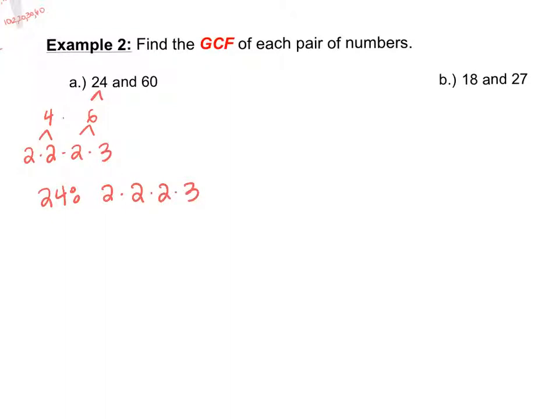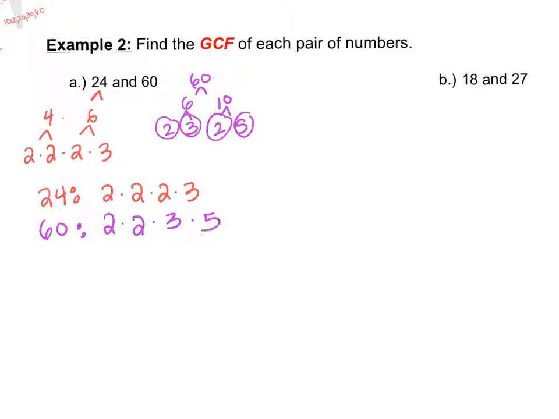Looking at 60, let's say 6 and 10, because that's one that's an easy one to remember. 6 is not prime, so we break it into 2 and 3, which are prime. 10, 2 and 5. So the prime factors of 60 are, and I always organize them from least to greatest, 2 times 2 times 3 times 5.